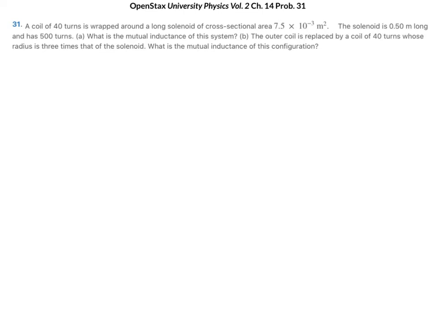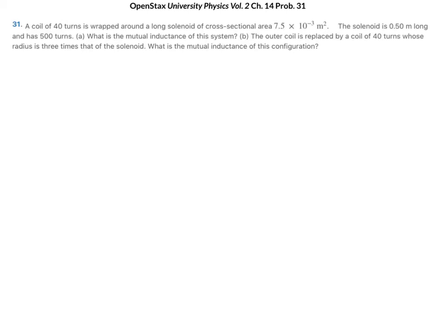Let's look at OpenStax University Physics Volume 2, Chapter 14, Problem 31. A coil of 40 turns is wrapped around a long solenoid of cross-sectional area 7.5 times 10 to the negative 3 square meters. The solenoid is 0.5 meters long and has 500 turns. A. What is the mutual inductance of the system?